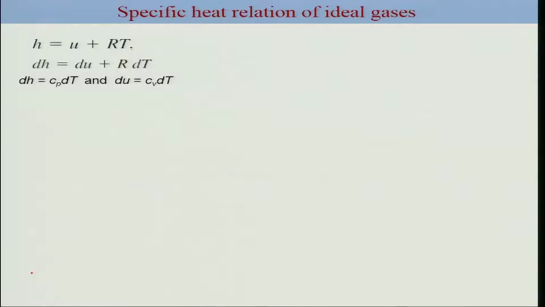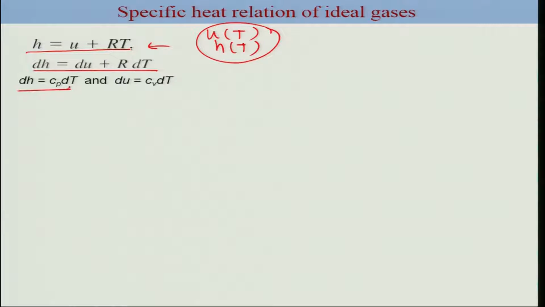Okay, so let me summarize what we have learned about specific heat relation for the ideal gas. We know from the definition that h is equal to u plus RT. We already defined that for an ideal gas, u is a function of only T and h is a function of only T. So if you take a derivative of this expression, you obtain dh is equal to du plus R dT. Now, considering the fact that u is just a function of temperature and h is a function of temperature, you can replace dh by simply cp dT. So this is just an ordinary differentiation. The partial differentiation gets replaced by ordinary differentiation because u and h are functions of temperature only.